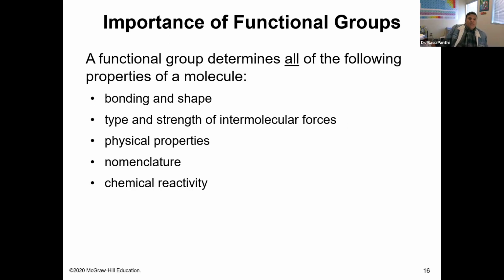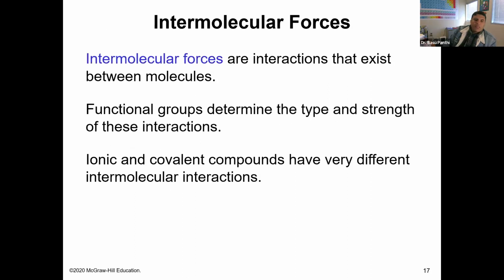Or the homologous series: 1 carbon, 2 carbon, 3 carbon, 4 carbon, same functional group with different carbon numbers, that's called the homologous series. Talk about that one and how to name it, okay?